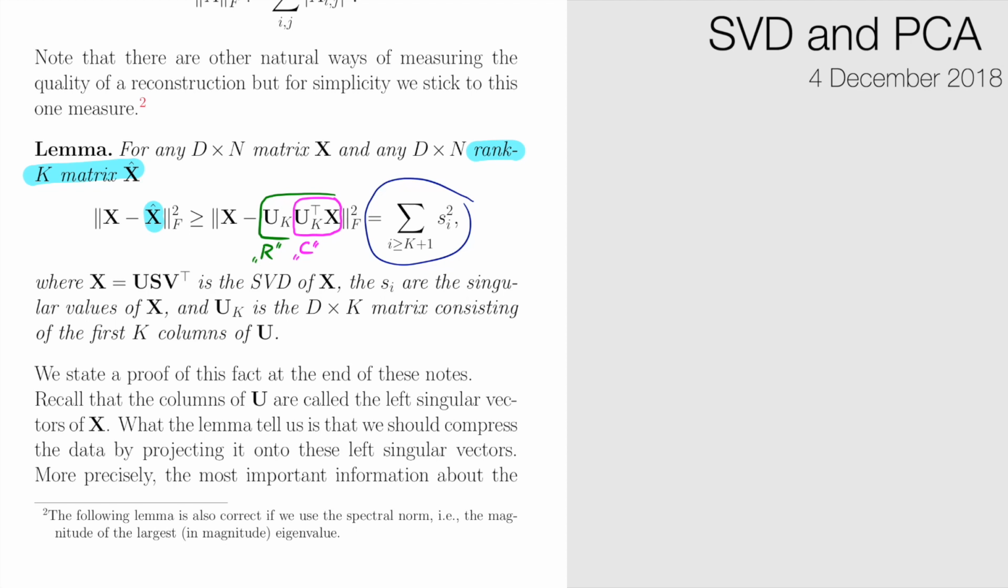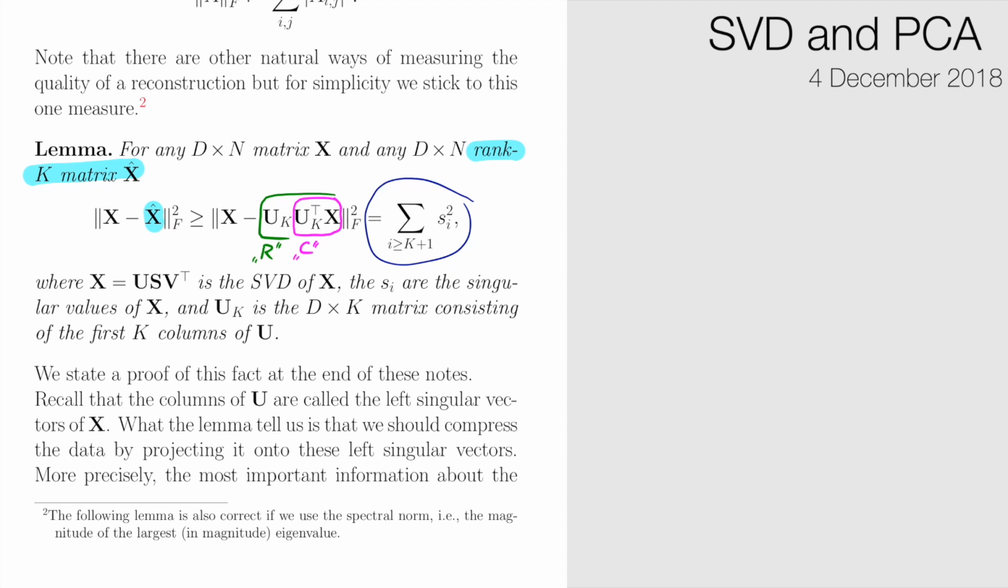But what's maybe even more important about this than the proof is that now we have found a way to use this technique to compress data, right? To reduce the dimensionality of our data set. That's the important thing here.